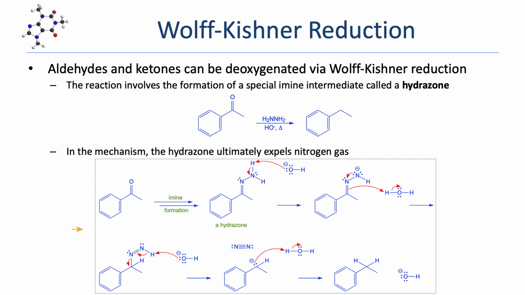The resulting resonance-stabilized anion is then protonated on carbon, forming a nitrogen-nitrogen pi bond in the process. The second proton is then removed from the terminal nitrogen, forming a nitrogen-nitrogen triple bond and breaking the existing carbon-nitrogen bond. This results in the formation of a carbanion and nitrogen gas. In the last step, the carbanion is protonated by a weak acid to give the final product.